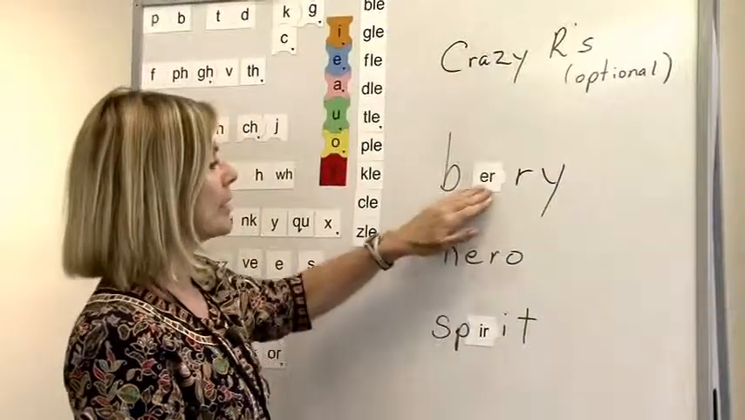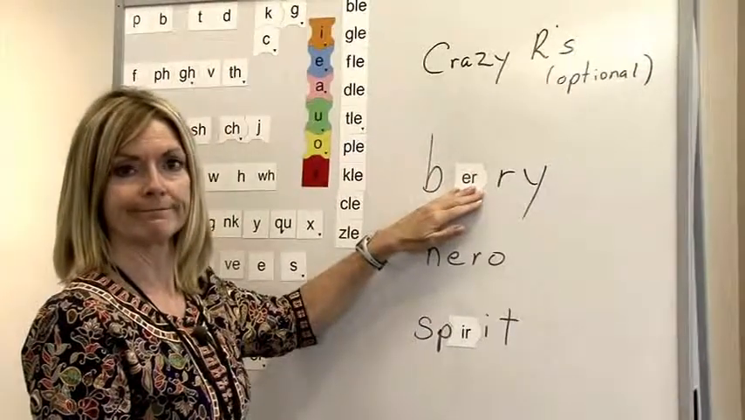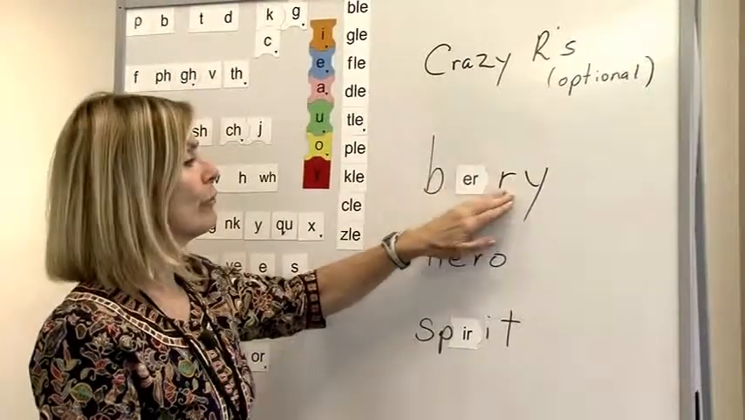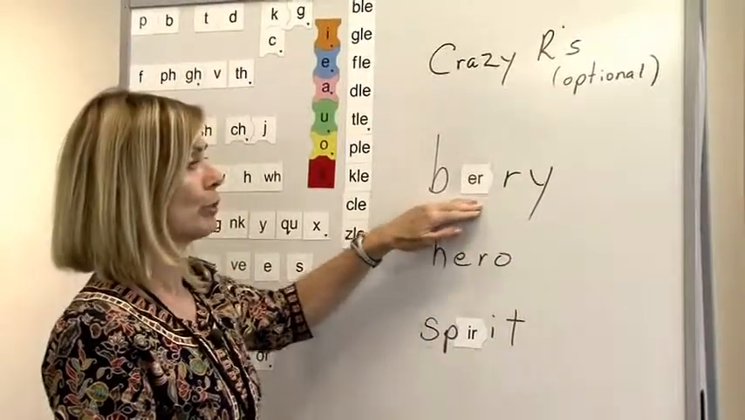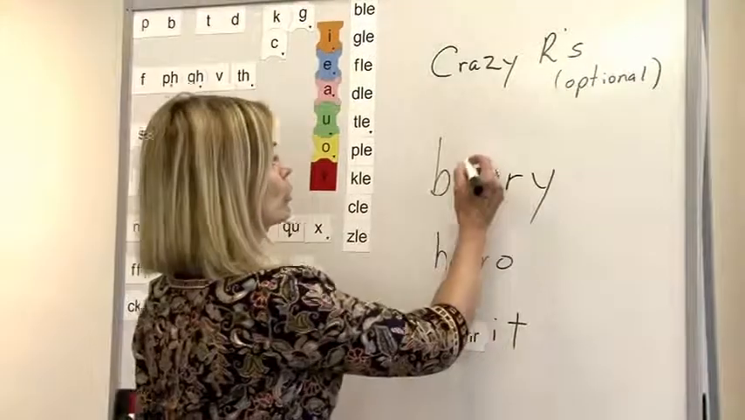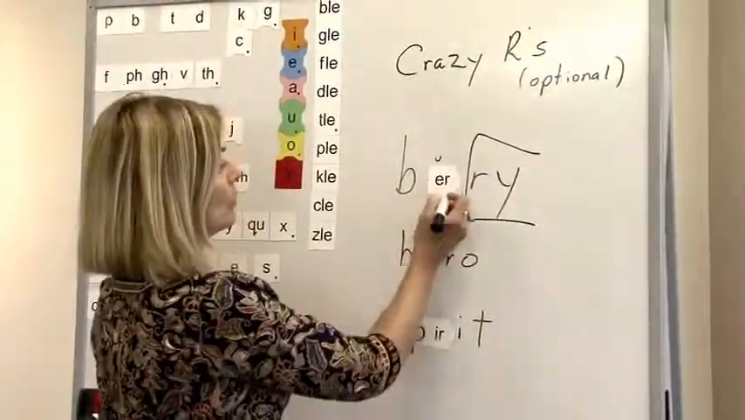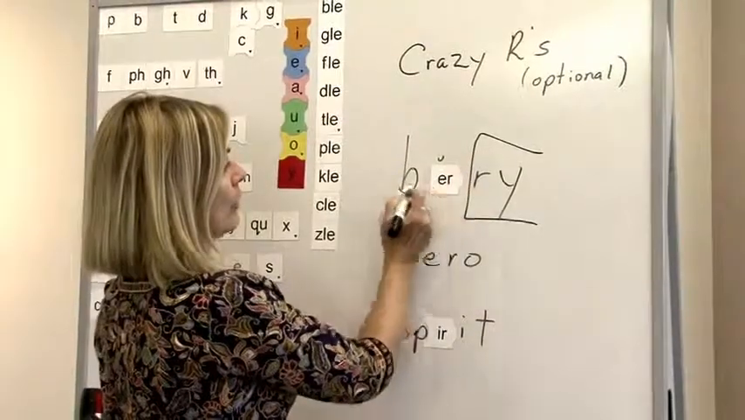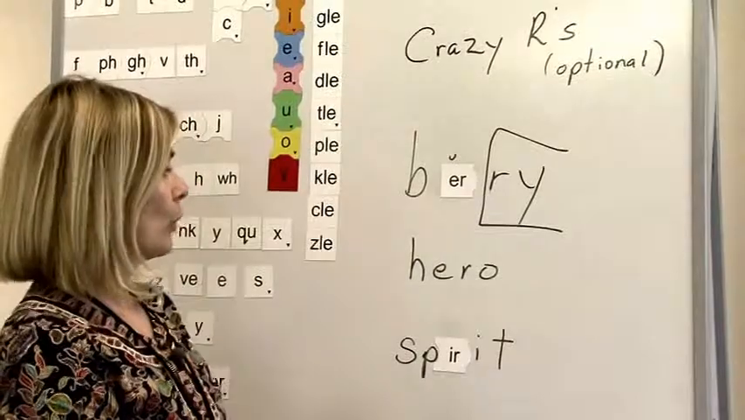We learned last time that ER says "er" as in fern. Oops, not always. When it's followed by another R, it doesn't say "er", it says "air", as in berry. So it goes back to its short sound. So if we do a vowel grab, look next door, another vowel grab, it's short: berry. That's all well and good.